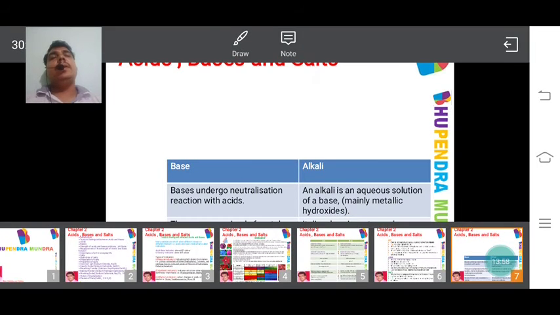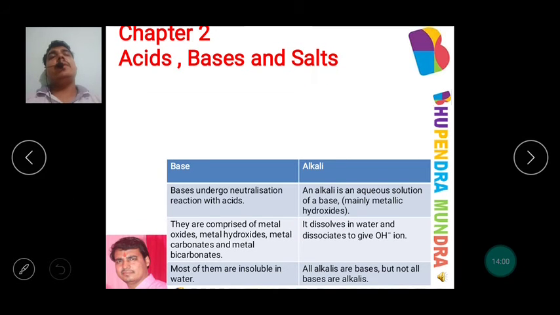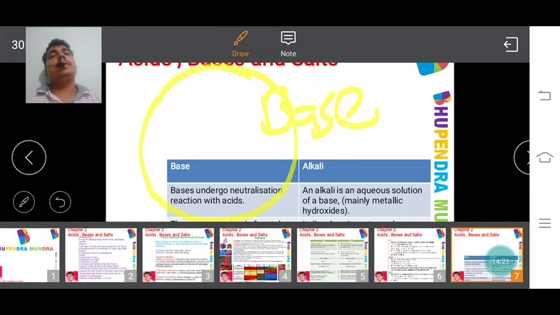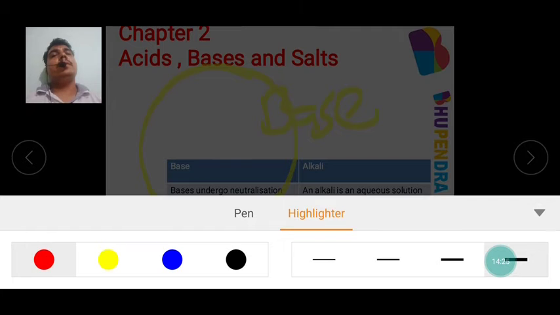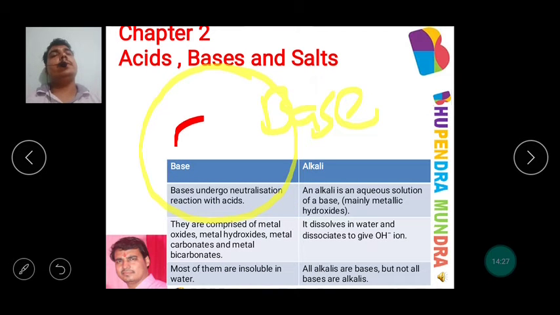We formed simply a drawing that denotes all the points related to base, and next one, alkalis.